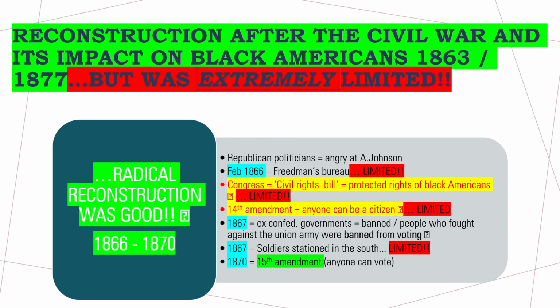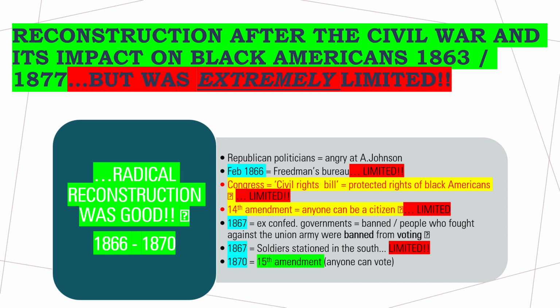But not all hope is lost, because we have this really amazing period called Radical Reconstruction. These were steps taken by a group of people called the Radical Republicans, which you would have learnt about in your lessons, who had had enough of presidential reconstructions. They were very angry at Andrew Johnson. They wanted even more change. However, there's always an however. This was extremely limited, and we'll see why in a bit.